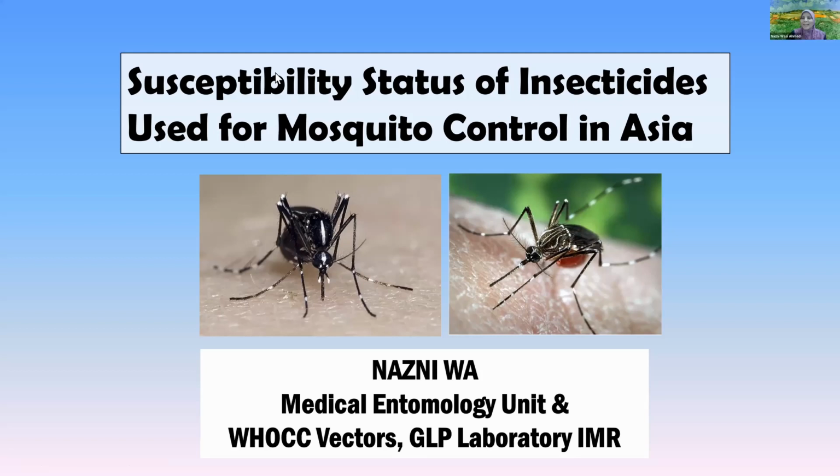Thank you, Carolina. Hello, I'm Nazni from the Institute for Medical Research. The Medical Entomology Unit is a WHO collaborating center for taxonomy and vectors of public health. And recently, our lab has also been accredited as a GLP lab by the local authority as well as WHO. We are one of the six labs in Asia that has been accredited for GLP.